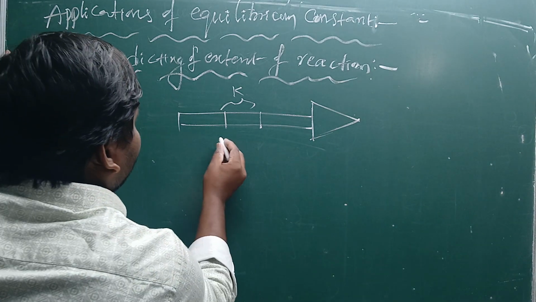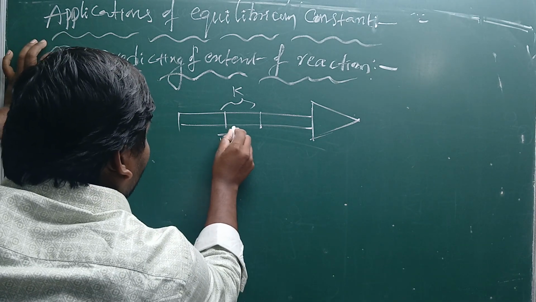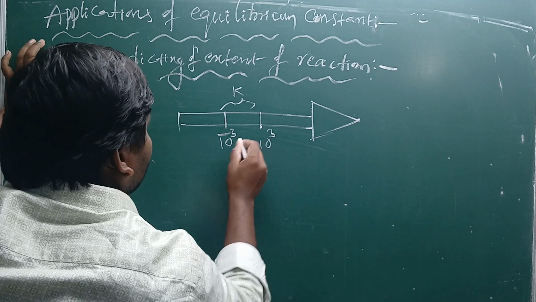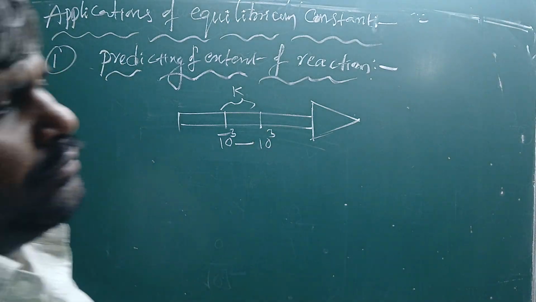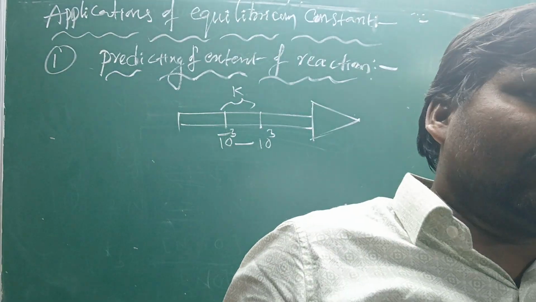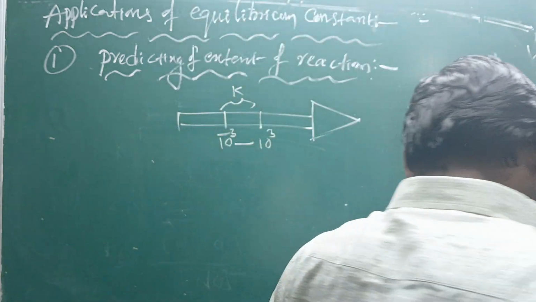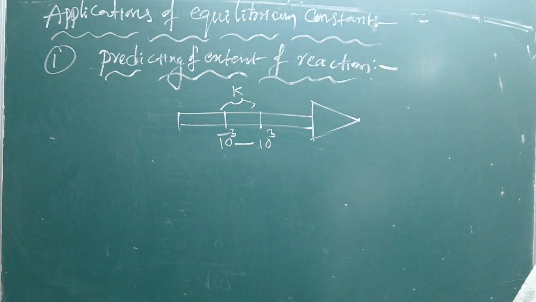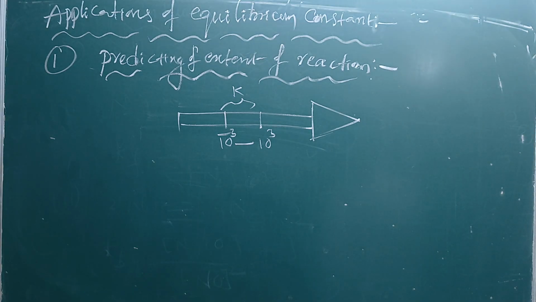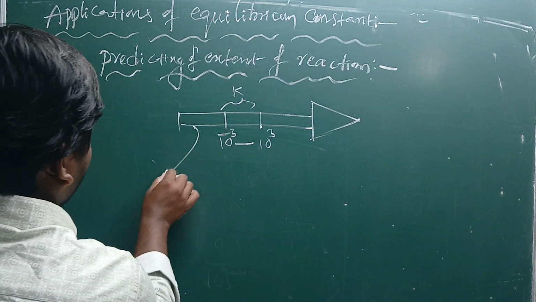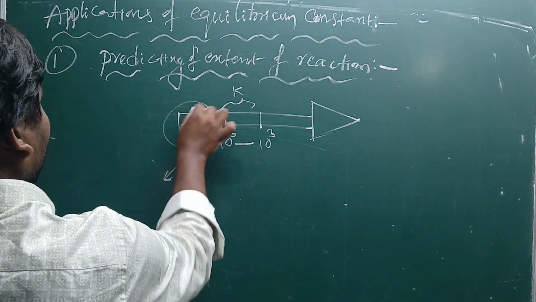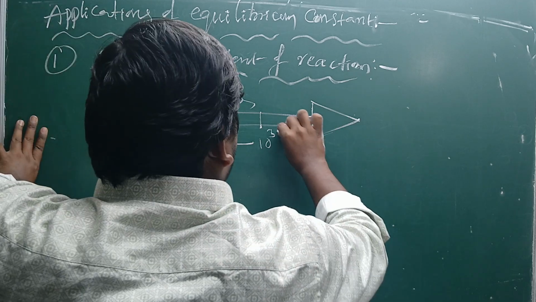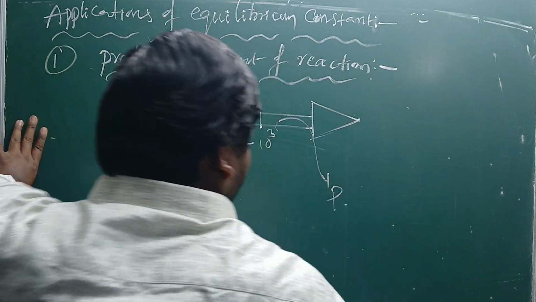The range of equilibrium constant between 10 to the power of minus 3 to 10 to the power 3, means 1 by 1000 to 1000. Now this part is called reactant, and the remaining part is called product.